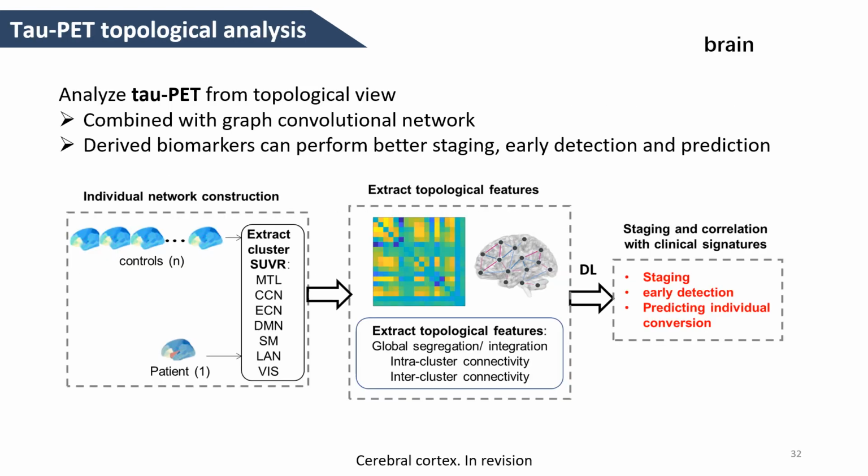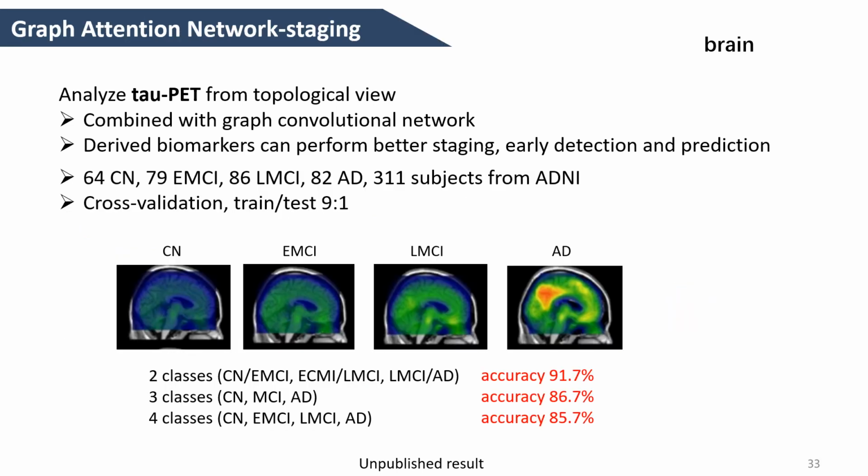Here, I just want to demonstrate this is possible. Basically applied for brain study, we applied a convolutional network to build high dimensional network features from PET scan data. With that, we were able to achieve good staging and early detection results for Alzheimer's disease.